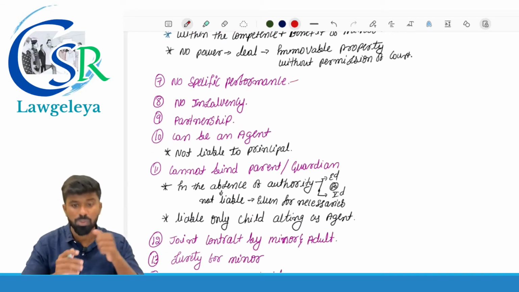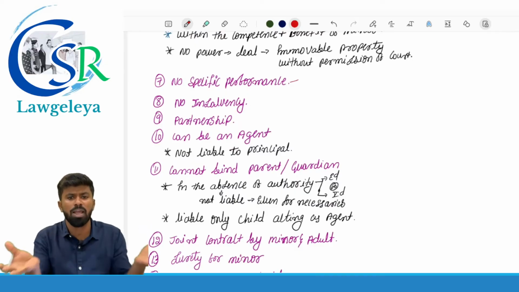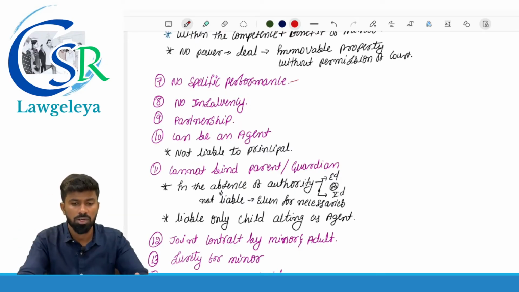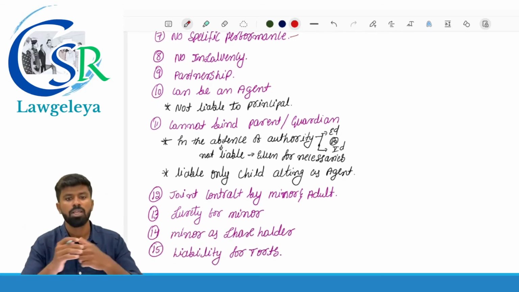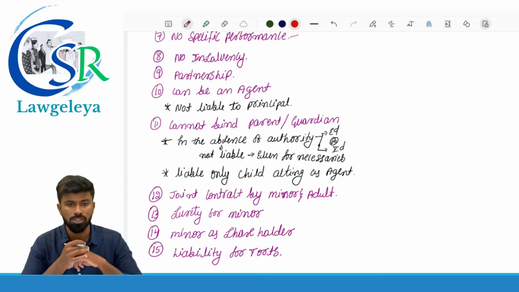Next one, no specific performance. A minor cannot be compelled to perform what he has promised because he is a minor. And there cannot be any personal liability on the part of whom? Minor. He cannot be insolvent. First, let him become major and then he can claim insolvency.